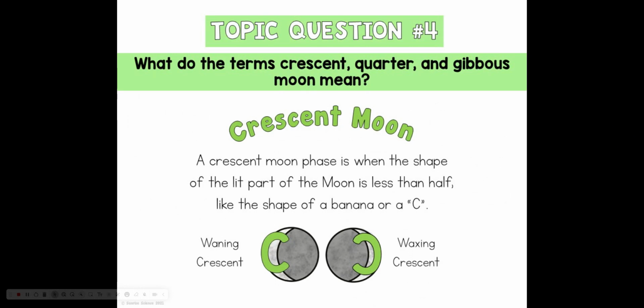Topic question number 4. What do the terms crescent, quarter, and gibbous moon mean? So crescent moon means the shape of the lit part of the moon is less than half. So it kind of looks like a C, like a croissant. Waning crescent is when the light is on the left. Waxing crescent is when the light part is on the right.